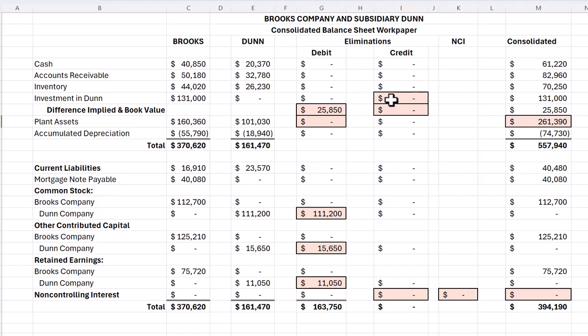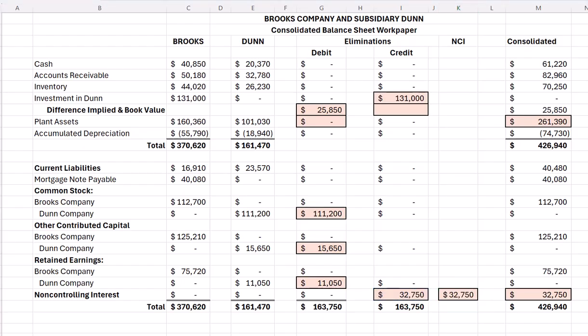So we're going to get rid of the investment account of $131,000. We've eliminated that. And we've gotten rid of the equity accounts, and we've taken care of excess fair value, except what we know is there was $32,750 in non-controlling interest. So I'm going to go ahead and recognize that as my 32,750 here, and I'm going to allocate it to non-controlling interest.